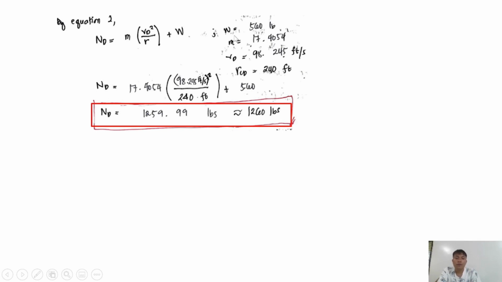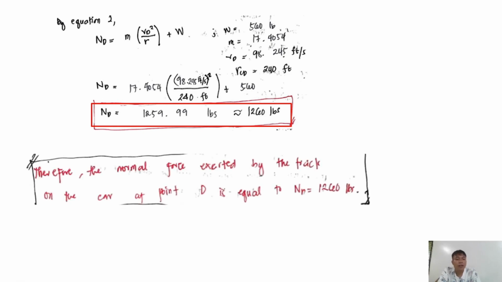The W is equal to 560. The mass is equal to 17.4054 multiplied by 98.245 feet per second squared over 240 feet. It gives us 1,259.99 pounds, or 1,260 pounds. Therefore, the normal force exerted by the track on the car at point D is ND equal to 1,260 pounds.